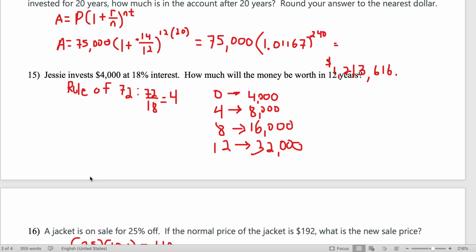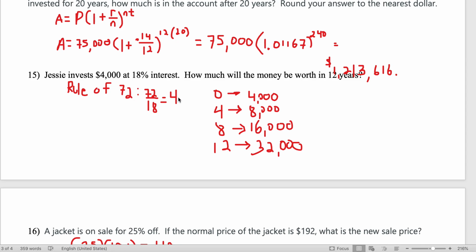Okay. Number 15. Jesse invests $4,000 at 18% interest. How much money will it be worth in 12 years? Again, you can plug the formula in, it's not a problem. Compound it once a year. But the rule of 72 is the quickest, easiest way to do this.